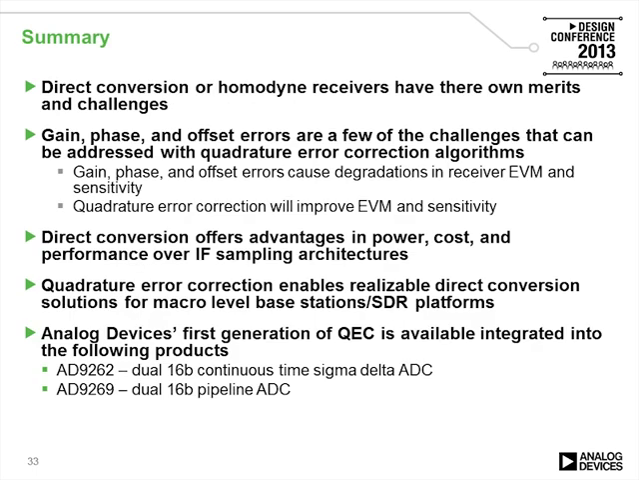So, direct conversion and homodyne receivers all have their own merits and their own challenges, but it's critically important to pay attention to gain, phase, and offset errors that can be addressed with various quadrature error correction algorithms. And some of these algorithms are implemented inside some of our newer continuous time sigma delta ADCs, the 9262 and the 9269, which is a dual pipeline ADC, in terms of this automatic quadrature error correction, or QEC.